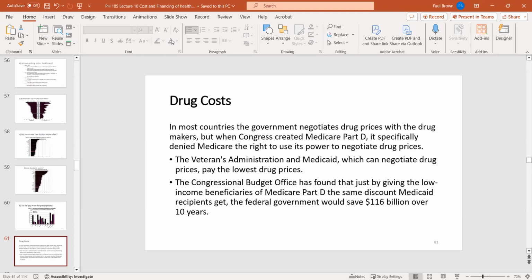But essentially what it means is that in other countries, if Canada is going to provide a certain type of drugs for Canadians, they'll negotiate the price with the drug companies. In the US, they don't negotiate. Medicare doesn't negotiate the drug prices, at least traditionally they haven't.